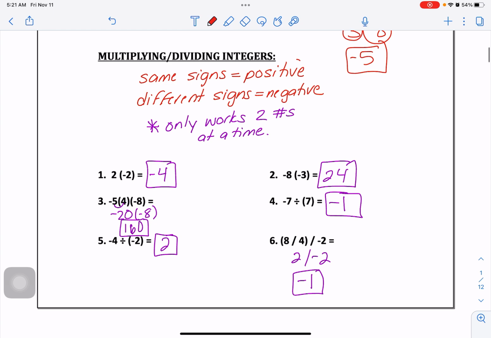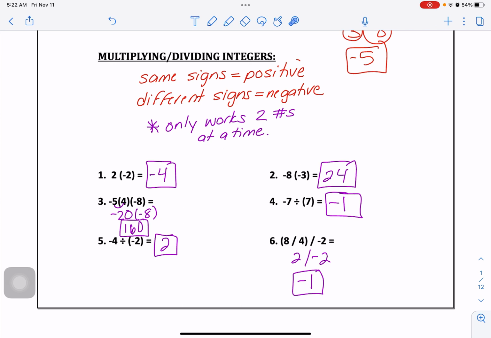I'm going to start with our rules for multiplying and dividing integers at the bottom of the page because that is the lesson that we are just wrapping up. Remember, we came up with two rules for multiplying and dividing integers. The first one being if you have the same signs, then your answer is positive. Whereas if you have different signs, then your answer is negative. The key to these rules, though, is to remember that it only works two numbers at a time. So if you have more than two numbers, you have to work your way through them.